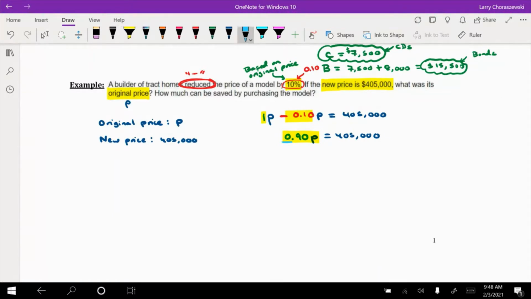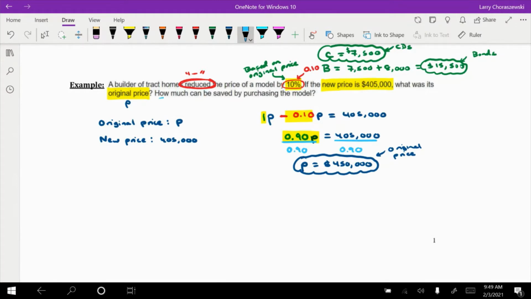But, back to the algebra here. To isolate p, we would divide each side by 0.90. And we would get a p-value, or original price value, of 450,000. Confirmation on that from anybody? Cool. So that would be the original price. And that answers the first question.